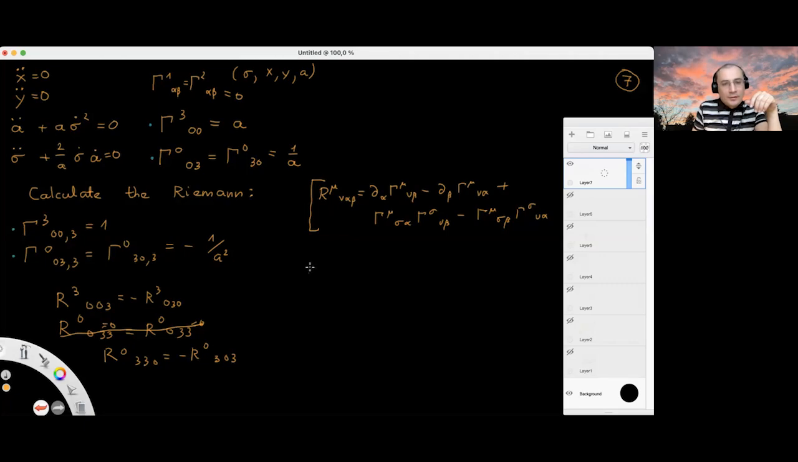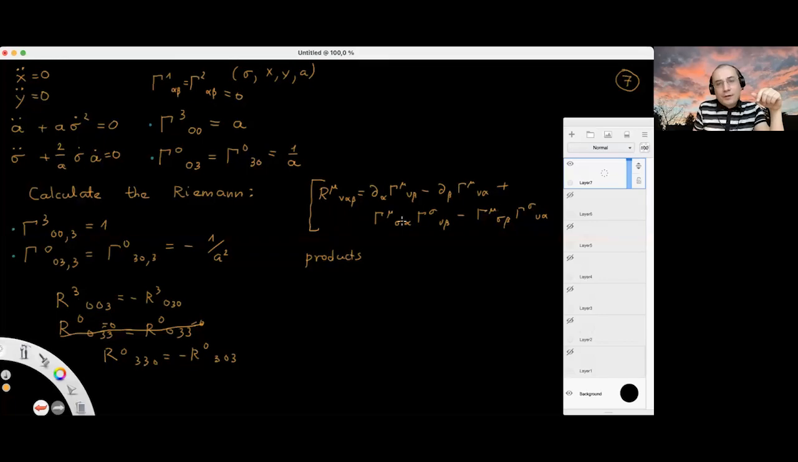Now, what about the products? Just to ask you, is it clear what we are doing here? We're trying to figure out into which components of the Riemann these only non-vanishing derivatives can contribute. And it turns out that there's only two components, 3003, and of course the one with inverted indices, 0330. They are, by the way, related because you can lower the index over here and find out that that's pretty much the same component, but it doesn't really matter.